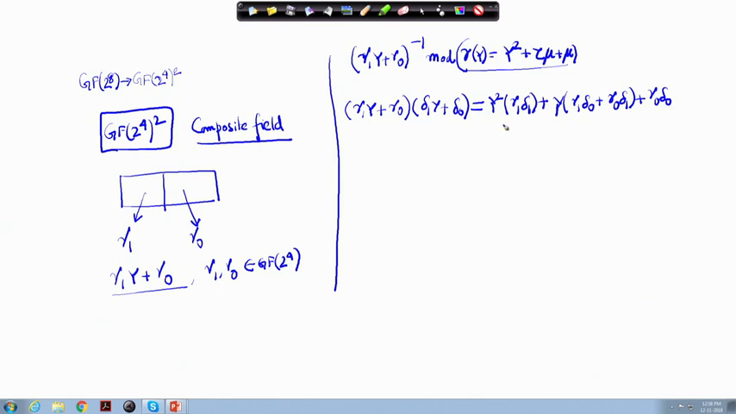Note that here I have exceeded the limit of this field, that means the degree is now y square, and therefore I do a modulo reduction with this polynomial. In order to do that, we substitute y square with tau y plus mu.